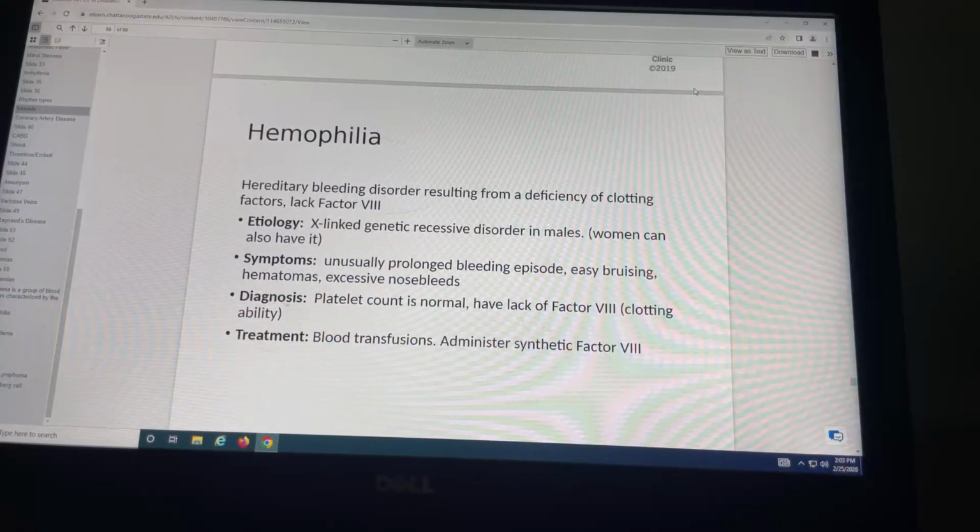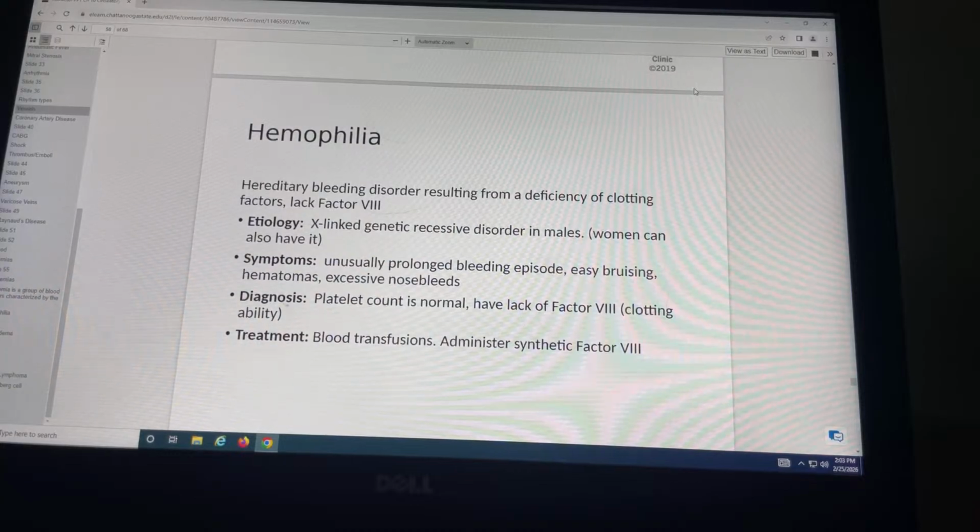Okay, there's lots of things you have to have, kind of like with the flour, eggs, and sugar to make a cake, to have a clot. You have to have lots of different things in order to clot properly. Okay, and platelets are one of them. Obviously, if you don't have platelets, you can't clot. But if you also don't have factor 8, you can't clot well either.